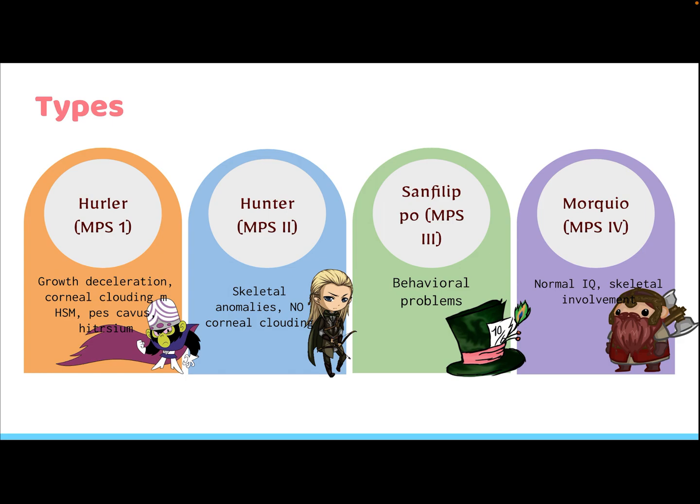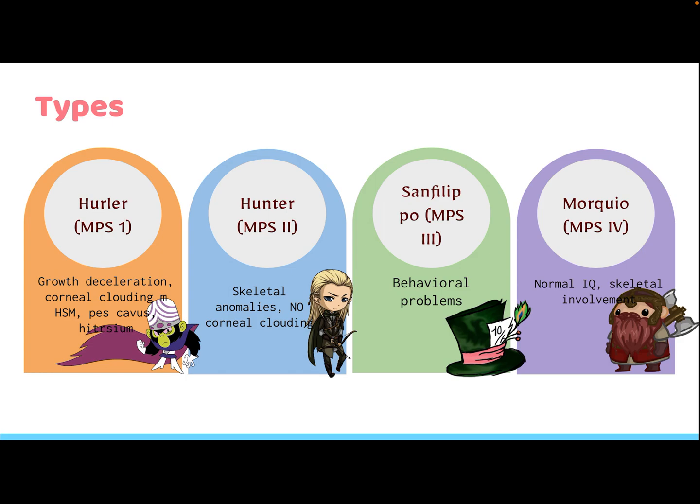This character is hairy, is short, their eyes are red, so we can tell there's an issue in their eyes, so corneal clouding, and their feet look weird, so we can say pes cavus. So this is the first type of mucopolysaccharidosis. These are the things that characterize it. Focus on corneal clouding. The second type is Hunter, type 2.